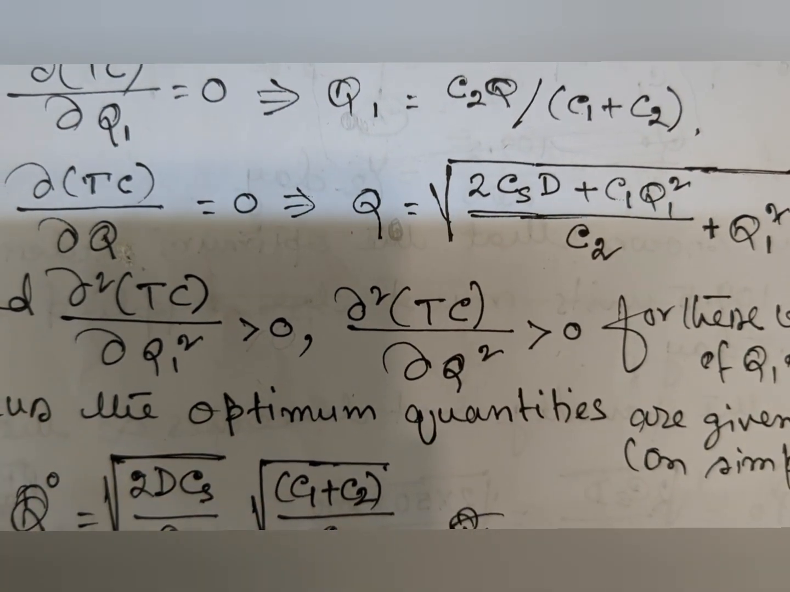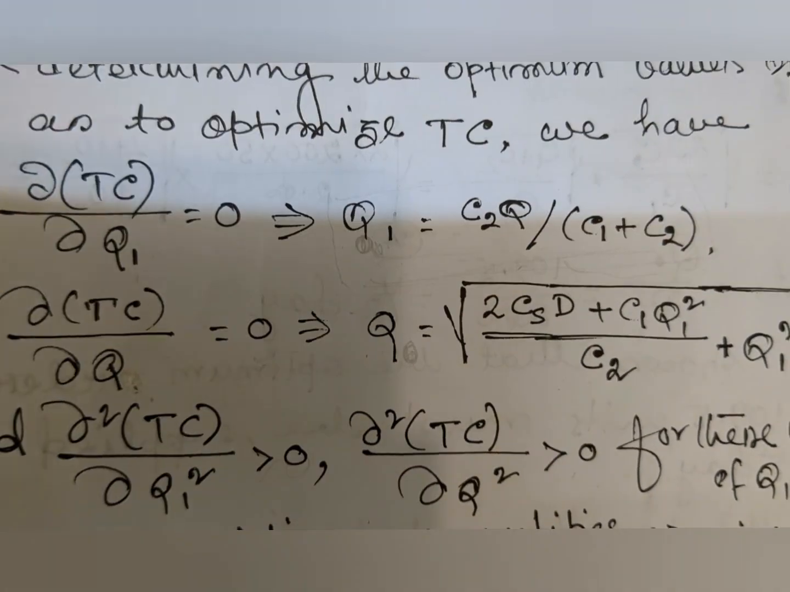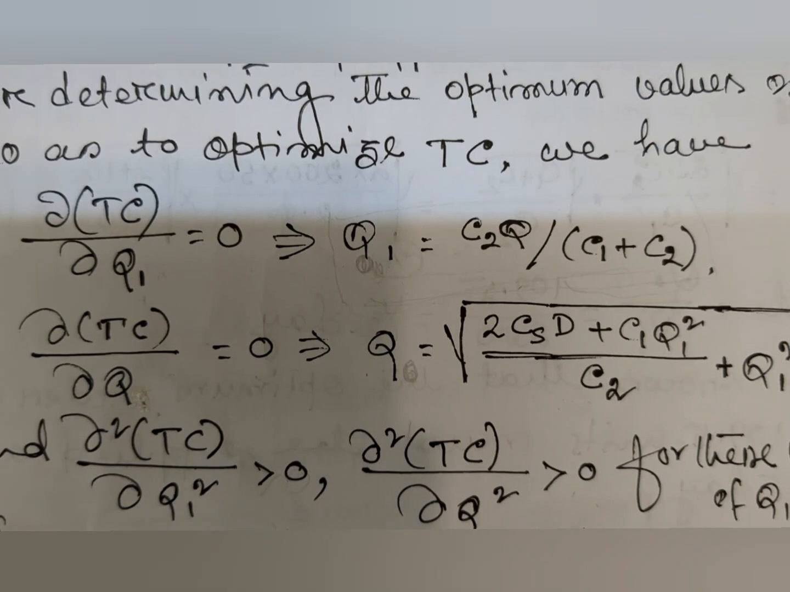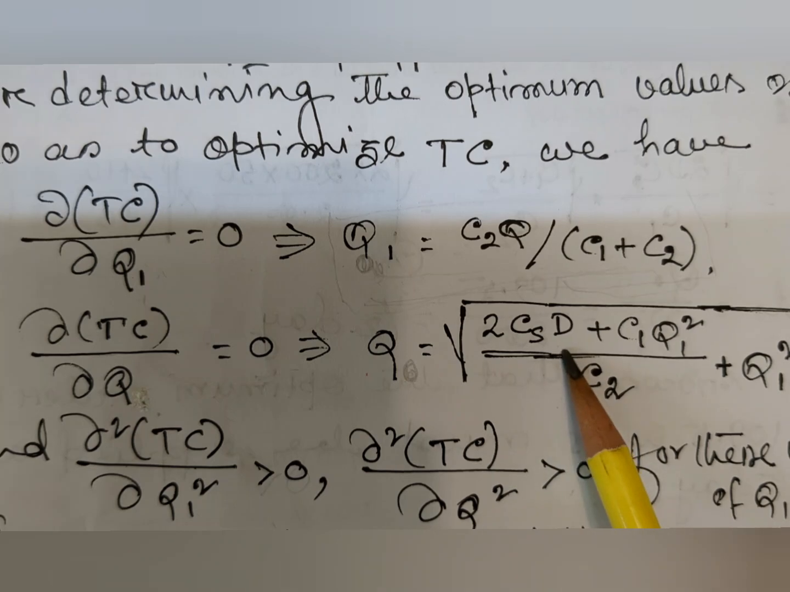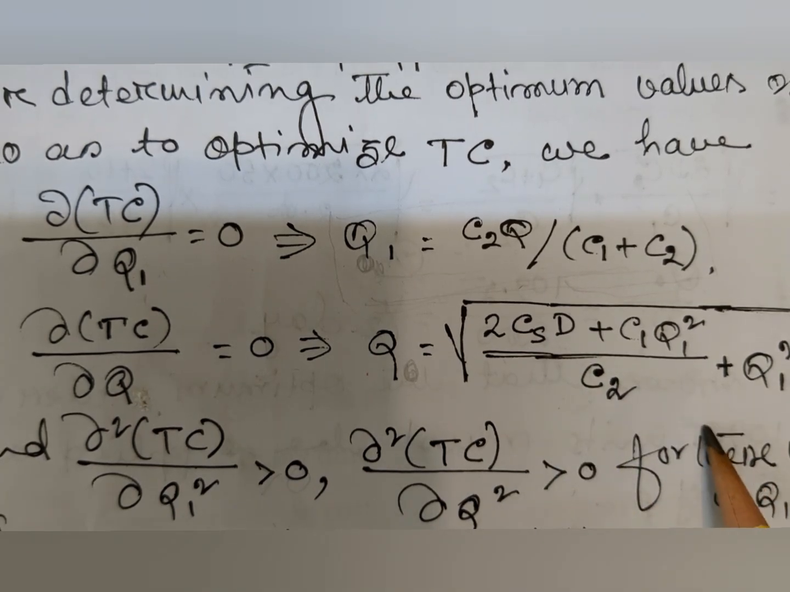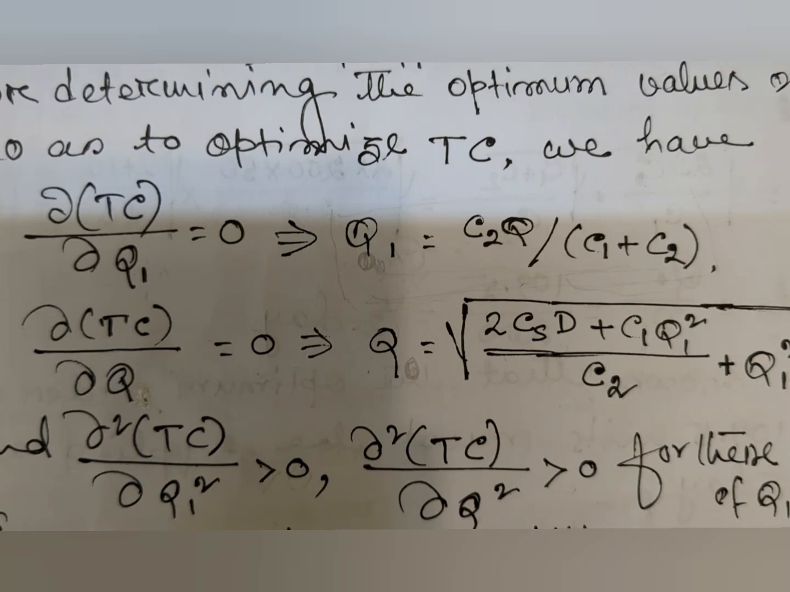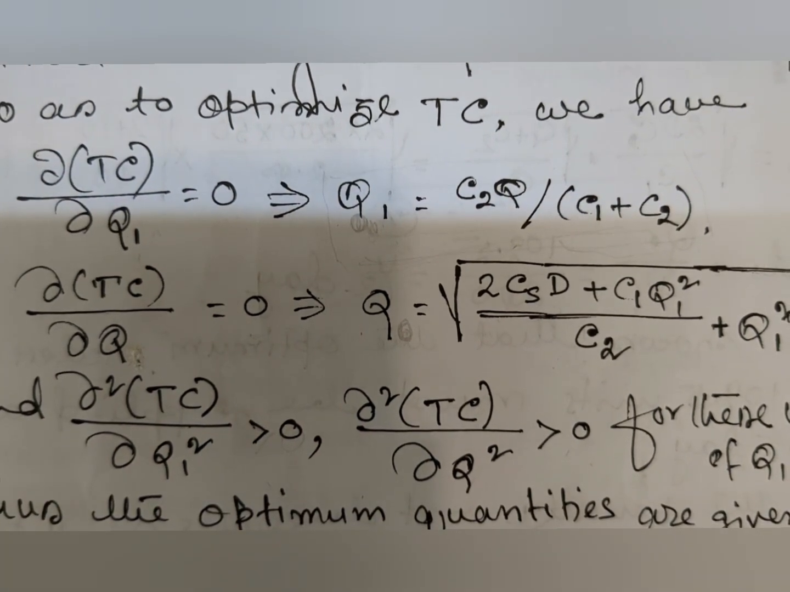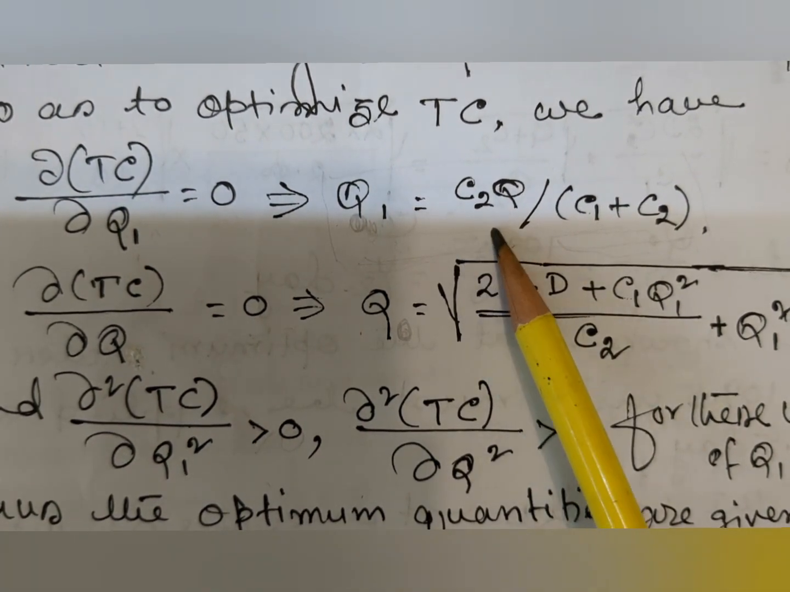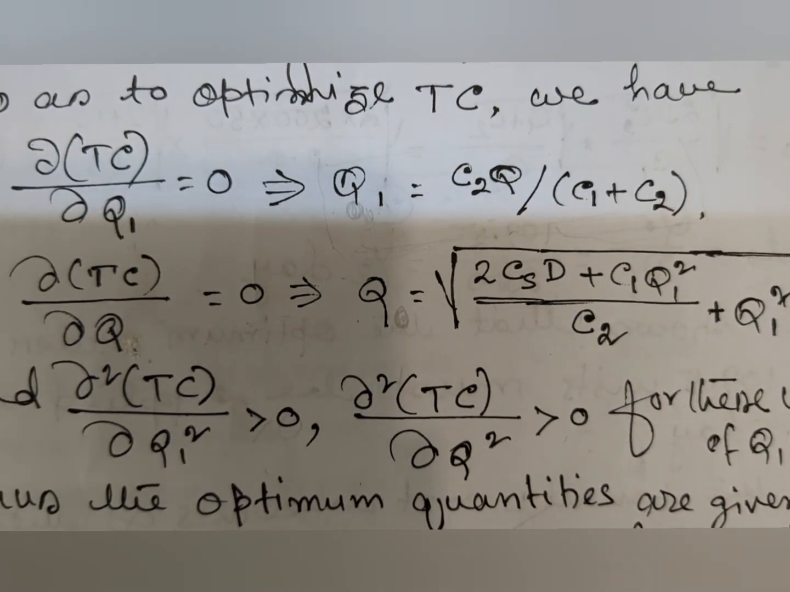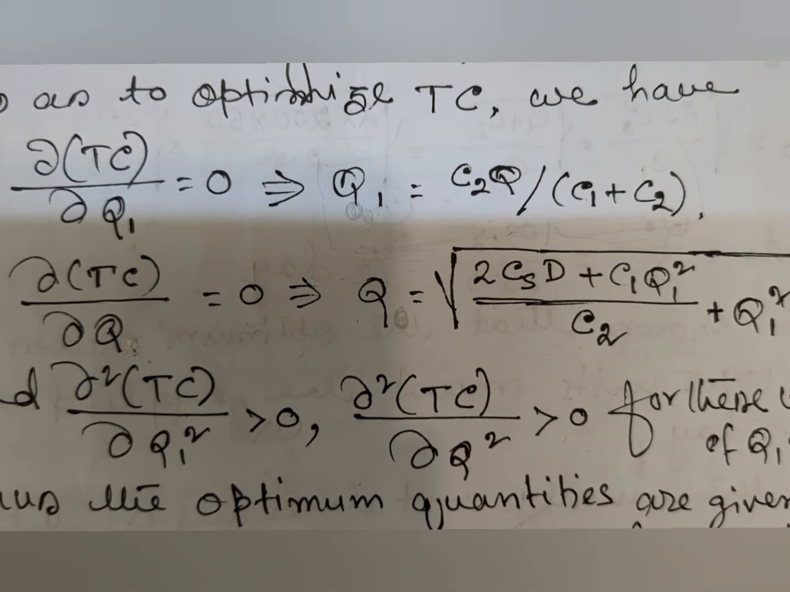Thus the optimum quantities are given by these formulas. Q0 we have written in a different way only, nothing else: square root of 2DC_S by C1, that is only after arranging, and (C1 plus C2) divided by C2. If you take common, then you will get C1 plus C2. This is the formula. And Q1 after simplification will come in this form: Q1 is C2 by (C1 plus C2) times Q0, where we put the value of Q0 as the optimum ordering quantity.